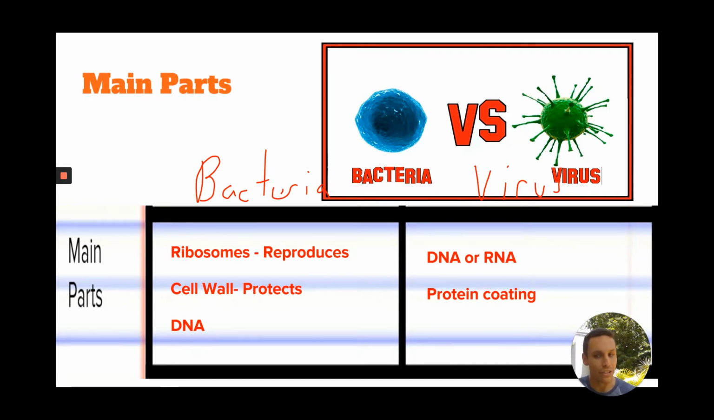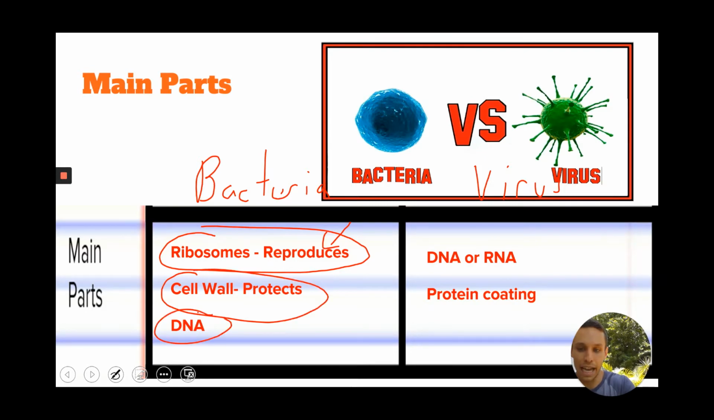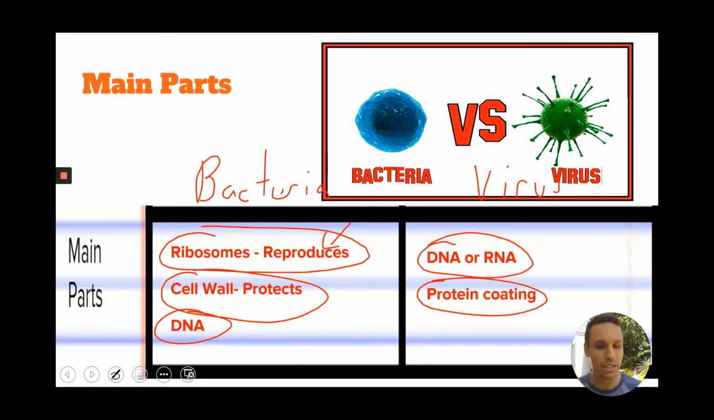All right, so as you can see, the main parts of a bacteria are ribosomes, which help to reproduce. They help the actual bacteria to reproduce and make other bacteria. There's a cell wall, and that gives it protection, and then there's DNA. On the other hand, a virus also has DNA, and it has this protein coating right here, but it is not quite a cell wall. It's just a protective coating over that virus.